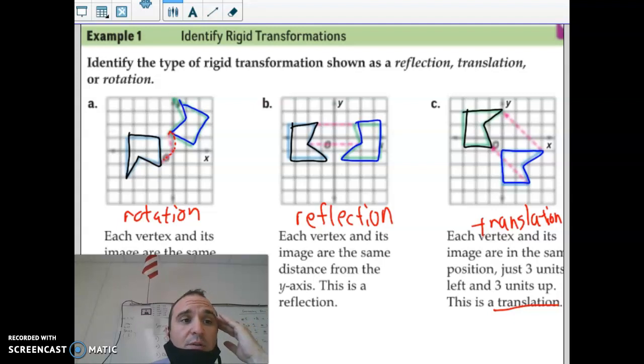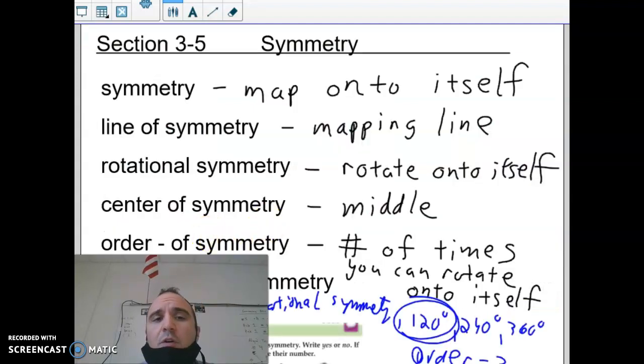It's important to know your symmetry. Symmetry has all these different terms. All right, so here are the different terms for symmetry. Symmetry is something you can map onto itself. A line of symmetry, think of your face, your left eye fits right on top of your right eye, the center line of your face, it's an imaginary line. That's the line of symmetry.